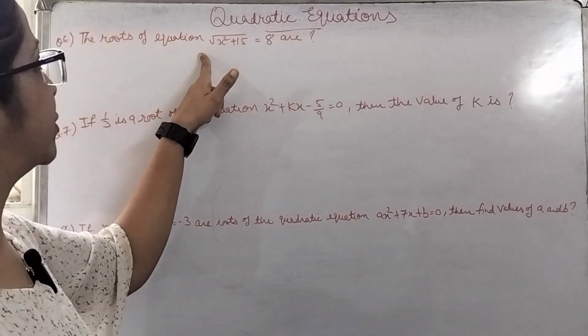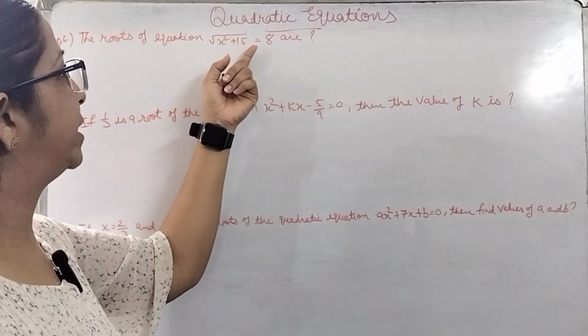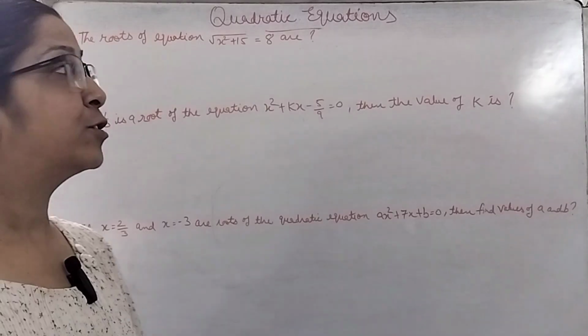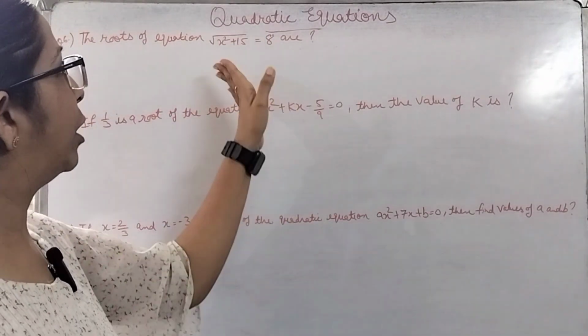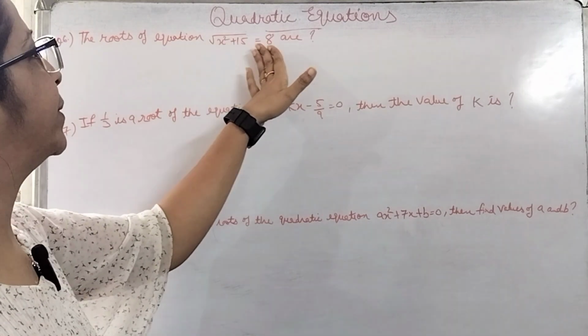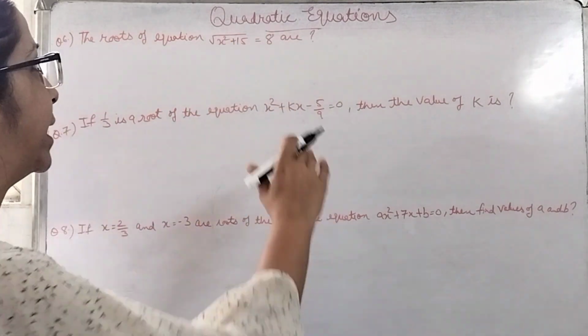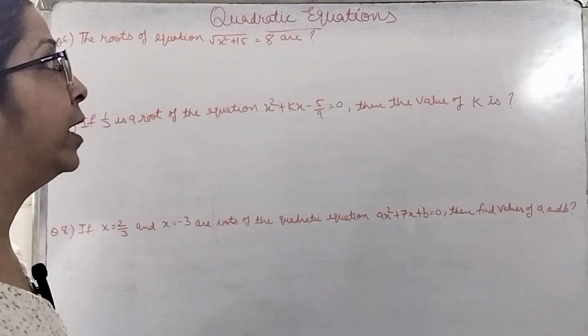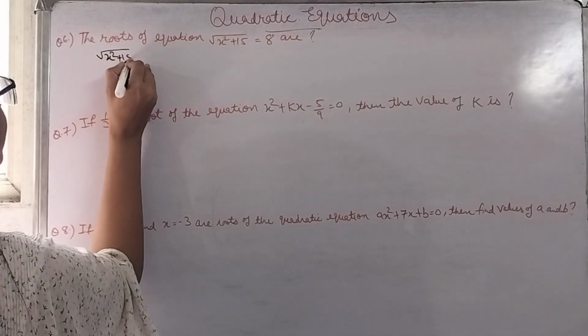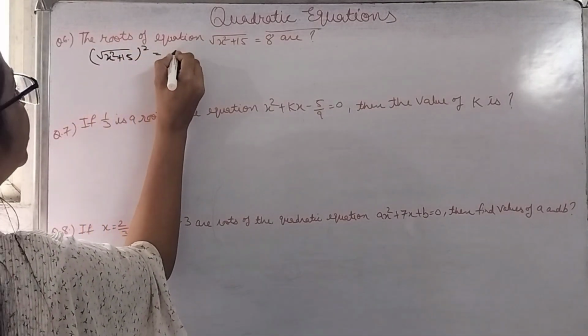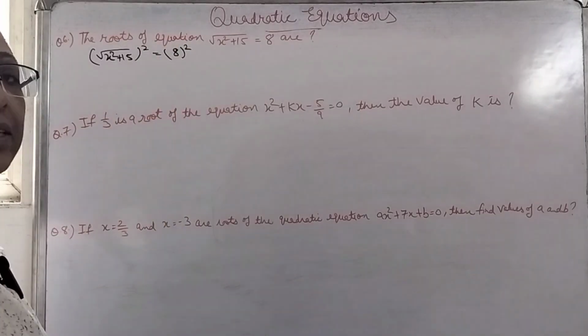The roots of the equation √(x² + 15) = 8. So here we can see directly that it is not given in quadratic form. Now how can we convert it? Simply we will square both sides. Both the LHS and RHS we will square, and if we square it, it becomes (√(x² + 15))² equivalent to 8². This will be the equation.